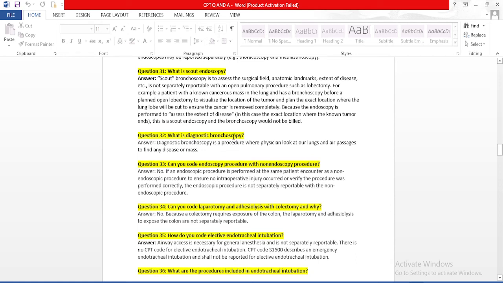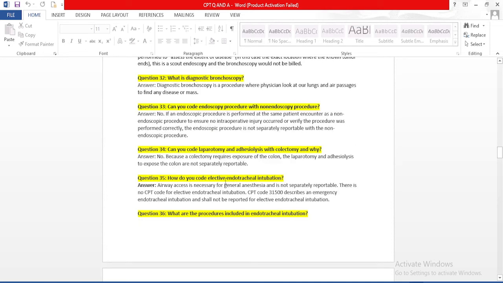What is scout endoscopy? Scout endoscopy is endoscopy performed to assess the surgical field, anatomical landmarks, and extent of disease. It is not separately reportable with an open pulmonary procedure such as lobectomy. Next one, what is diagnostic bronchoscopy? Diagnostic bronchoscopy is a procedure where physicians look at our lungs and air passages to find any disease or mass.